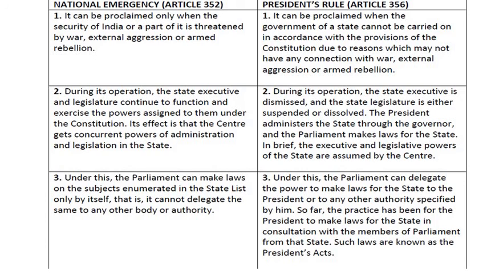The third difference: under the national emergency, the parliament can make laws on the subjects enumerated in the state list only by itself. That is, it cannot delegate the same to any other body or authority. Under the presidential rule, the parliament can delegate the power to make laws for the state to the president or to any other authority specified by him. So far, the practice has been for the president to make the laws for the state in consultation with the members of parliament from the state. Such laws are known as President's Acts.